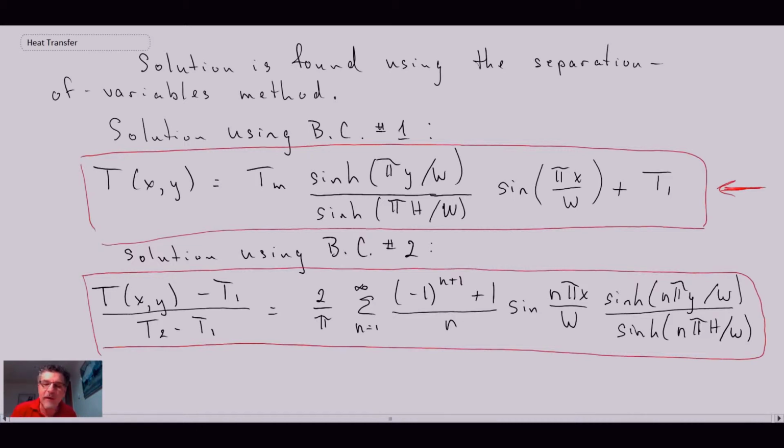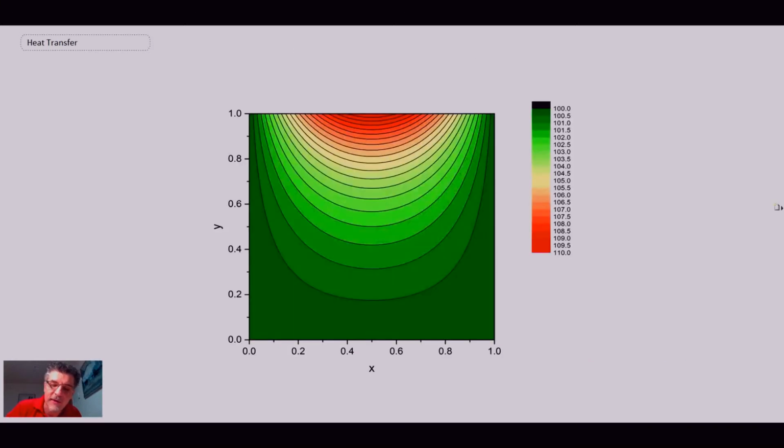But what we're going to do now is take a look at these solutions. We will begin by looking at the solution using boundary condition number 1, and then we will look at the solution using boundary condition number 2. So let's go and take a look at a plot using boundary condition number 1. This is the temperature distribution in our plate with the sinusoid boundary conditions.